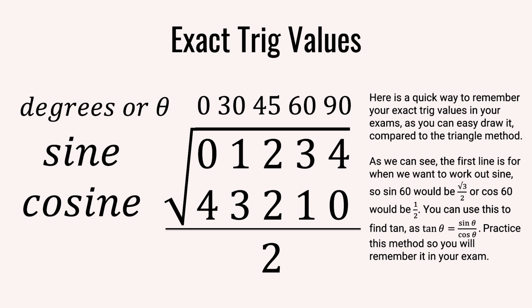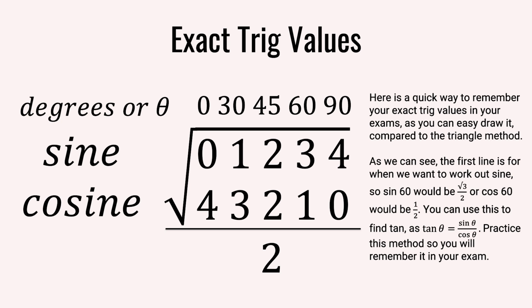So, if I want to work out sin 60, I look at sine, I know it's root 3 as I go to 60, and I know it's right here. So it's root 3 over 2. But if I want cos 60, I go to 60 again, go down to my line of cosine, and know it's root 1 over 2. And root 1 is just 1. So cos 60 is just a half.